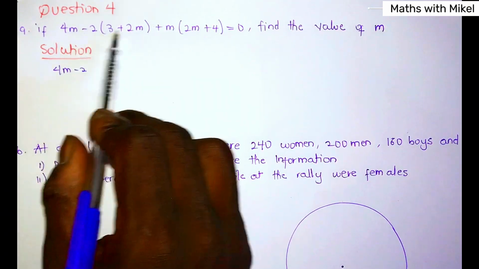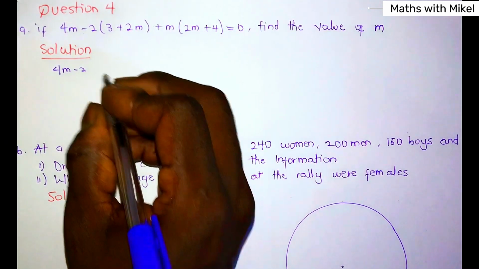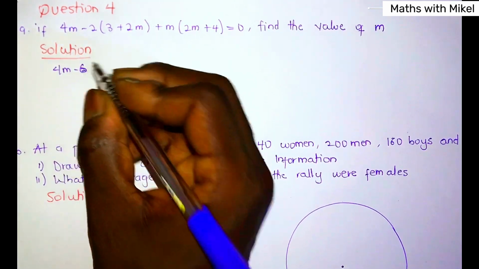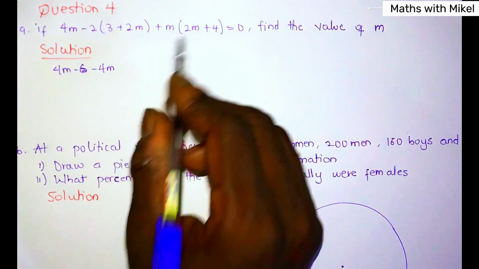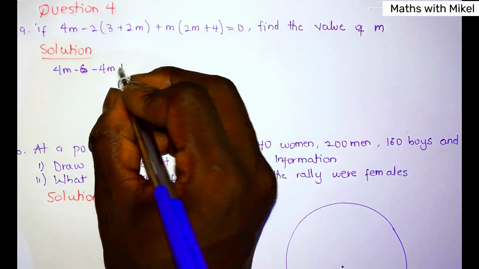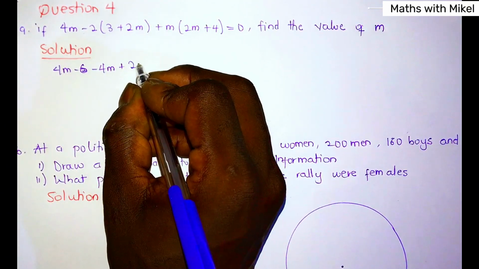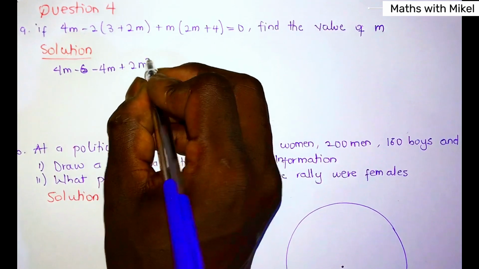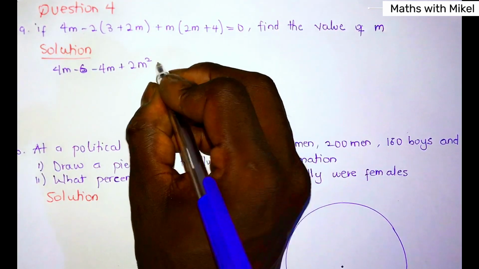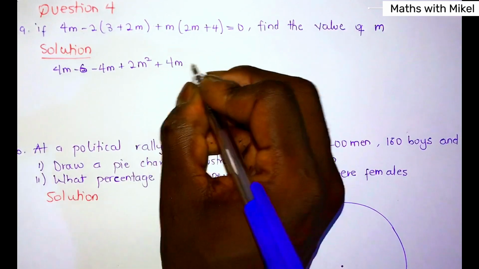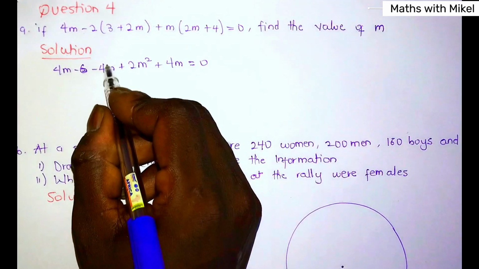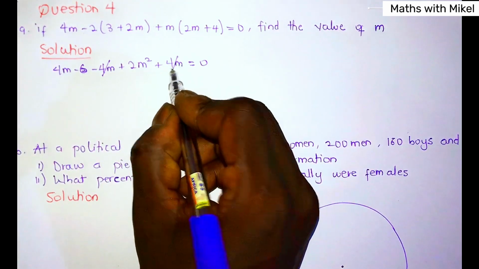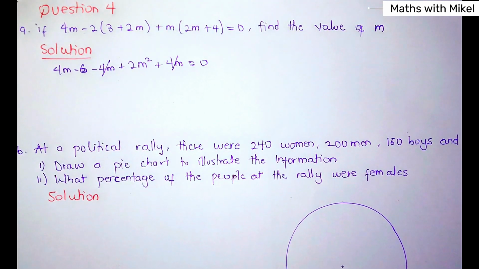These two multiply each of the terms inside the bracket here. So I get minus 6 minus 4m. If I expand this one too, I get plus 2m squared plus 4m is equal to 0. Okay, so minus 4m cancels the positive 4m.